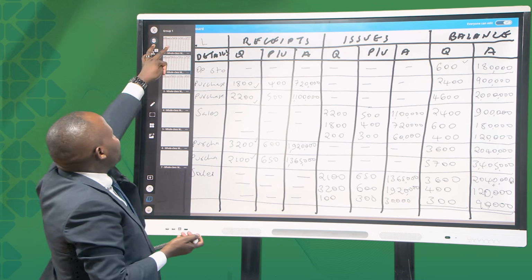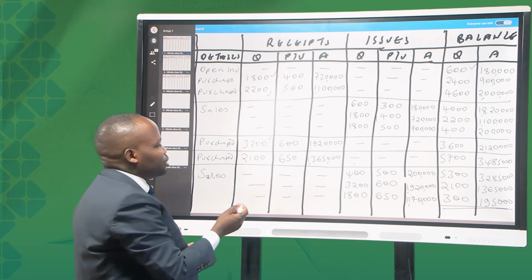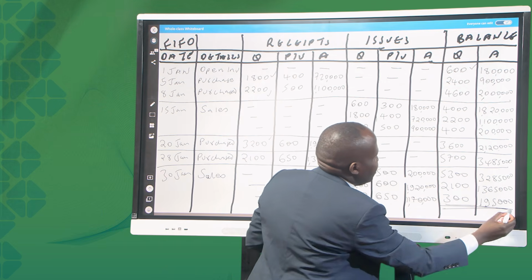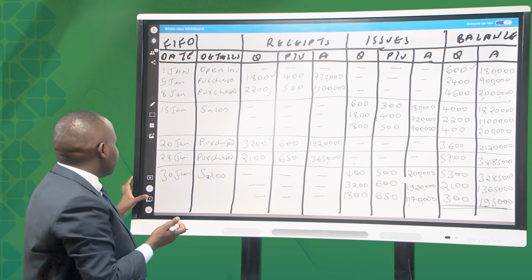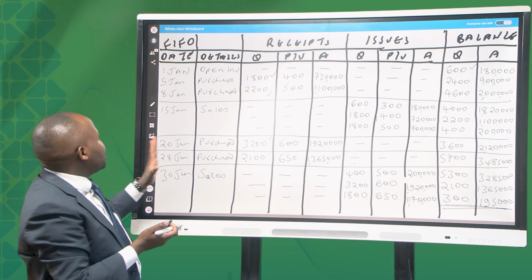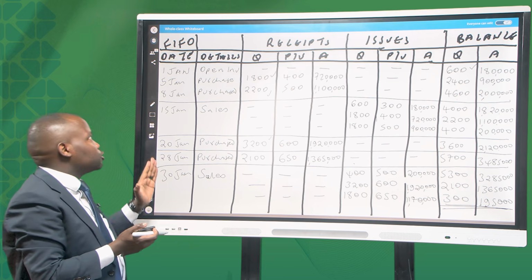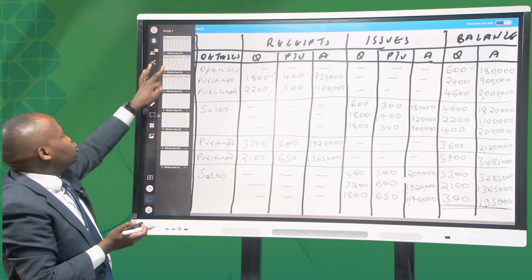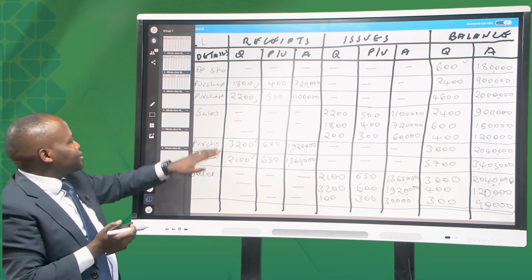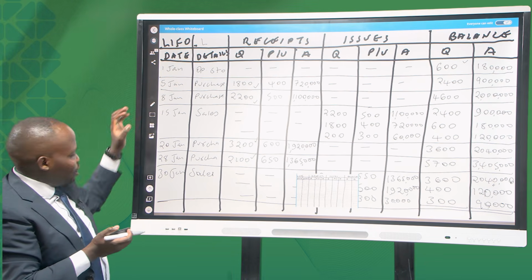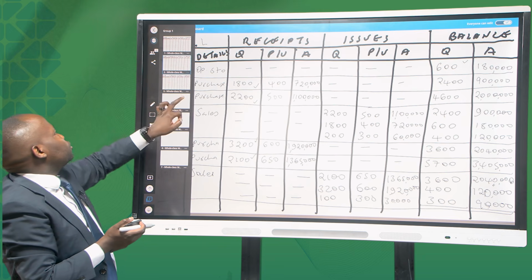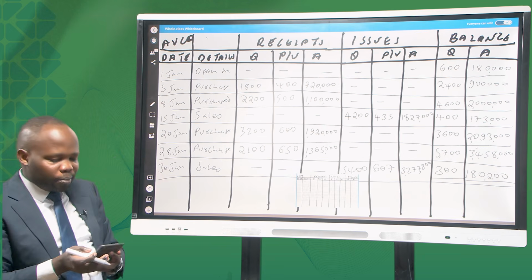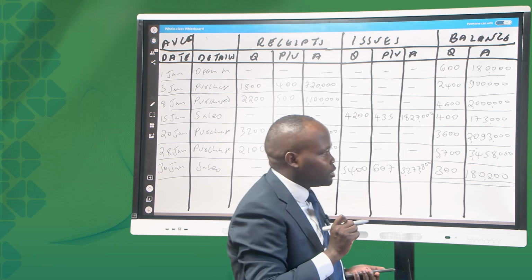When we go to the previous method using LIFO, the quantity was 300 and the value was 90,000. And in the first method, the quantity was 300 and the value was 195,000. So we have looked at three methods of valuing inventory. Number one, first in, first out. Number two, last in, first out. And number three, average cost method or weighted average cost method.